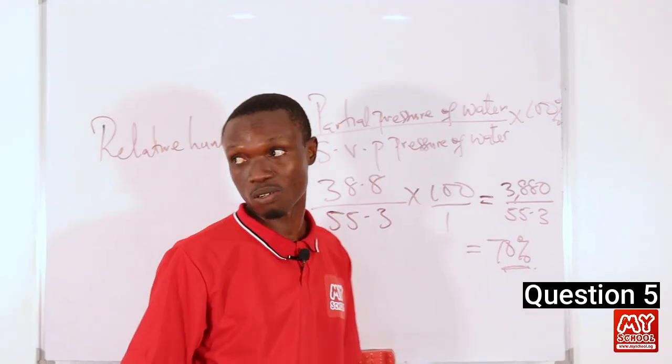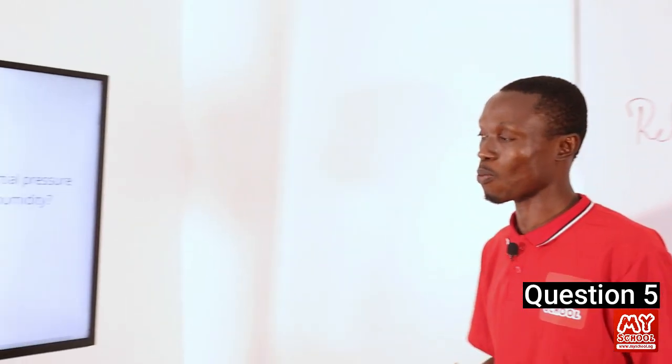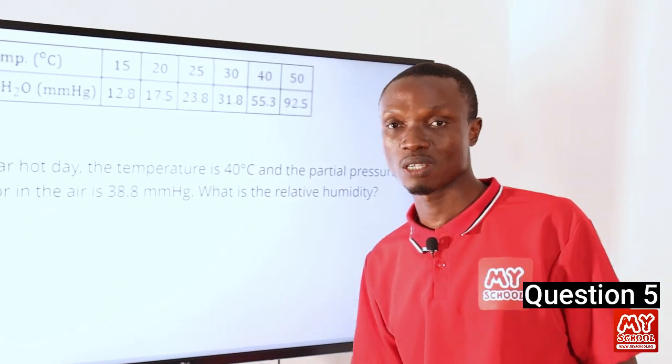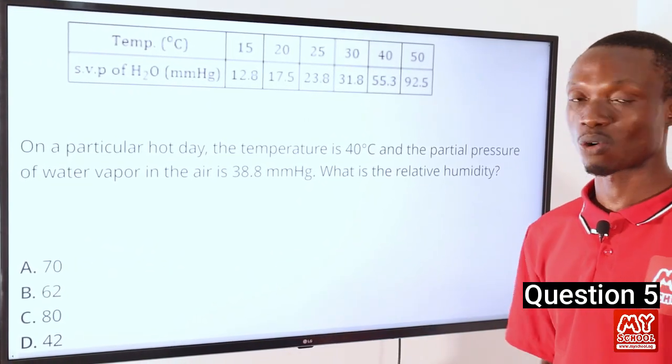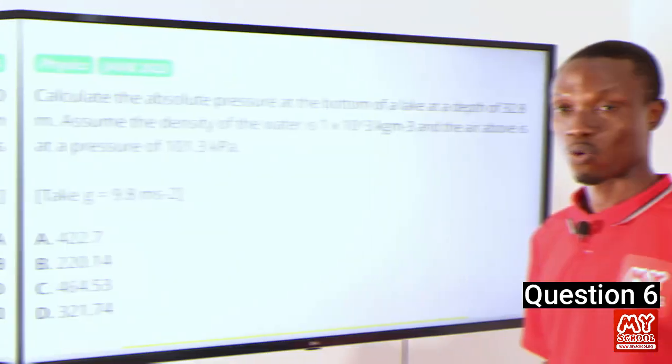So let's move over to the screen to pick the correct option. From our calculation, we got 70%. So that is option A. So option A is the correct answer, 70%. Question 6.